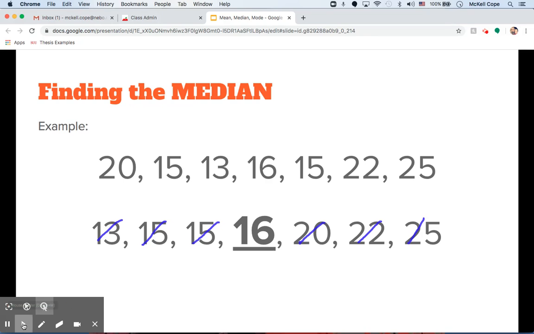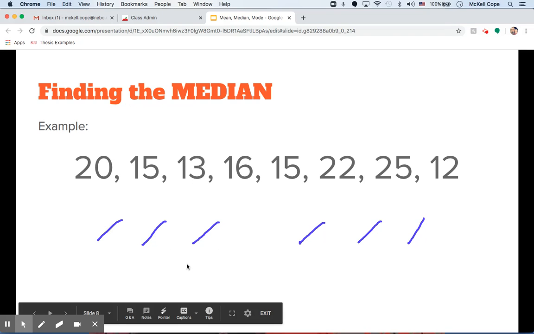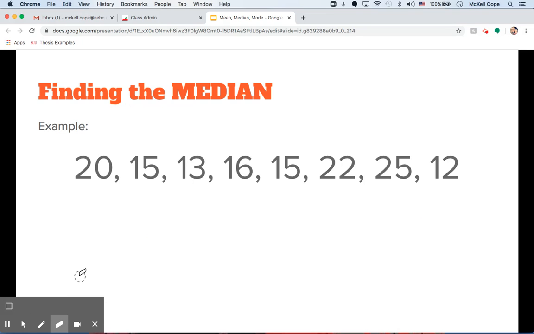Okay, let's look at a set of data that has, let's erase that, that has an even number. So now I've added one more number to this set, which is 12. So what does that do? How does that change things? So go ahead and push pause now, and I want you to try the problem, and then we'll do it together.